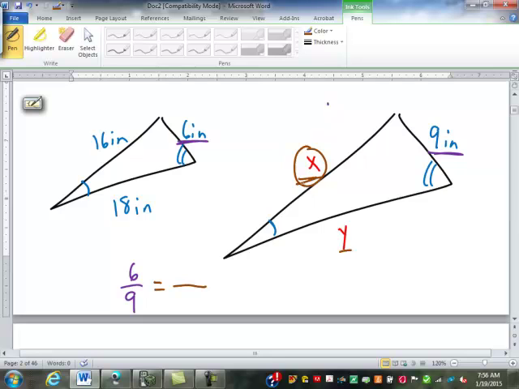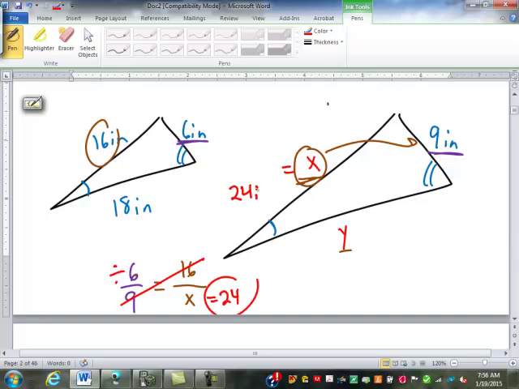Where's the X going to go? Is it going to go on top or bottom? That's the thing. You've got to look at what it's linked to. We have the 6 and the 9. The X is going to link to the 9 because it's in the same triangle as the 9. On top then would be the 16. And now to find X, we just cross multiply and divide. 9 times 16 divided by 6 is 24. So X is 24 inches.